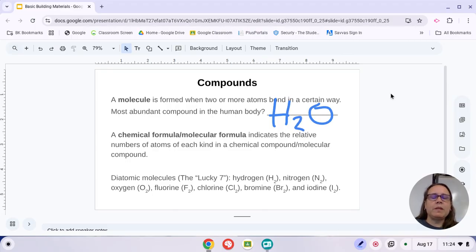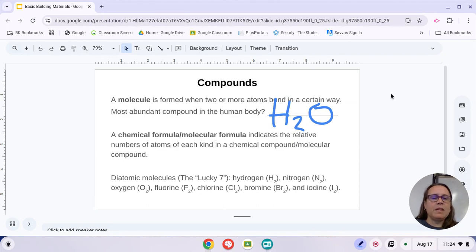So a chemical formula, example we have right there, H2O, chemical formula or a molecular formula, just tells you the amount of each kind of atom that are stuck together to make a particular compound. Okay? I just want to mention, we do have a few molecules that we call the diatomic molecules, di meaning two.